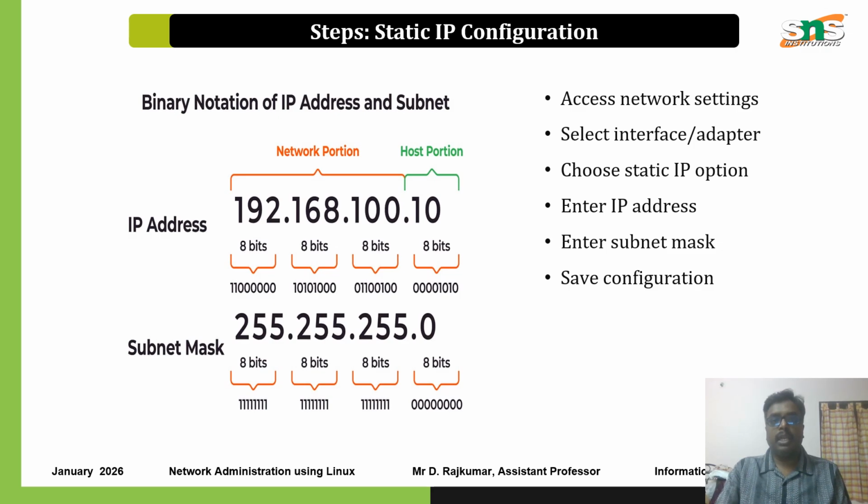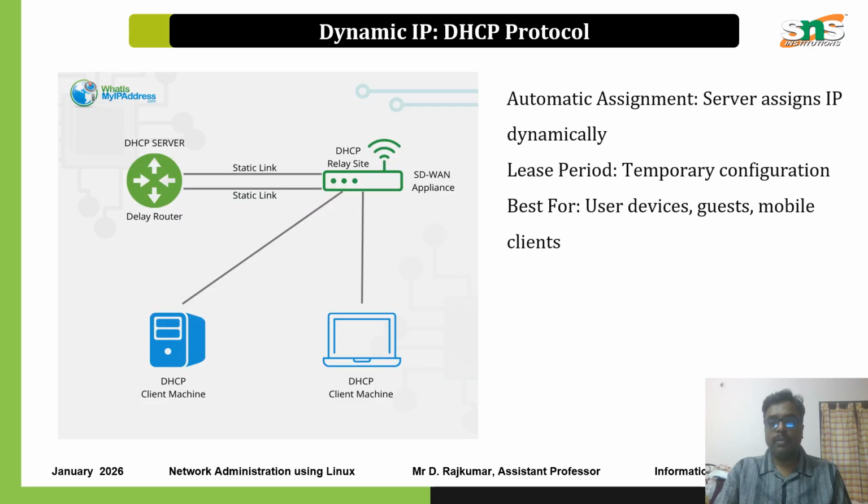Next is static IP configuration. Here we use the IP addresses displayed in the diagram. We access the network settings, select the interface and adapter, choose the IP option, and enter the IP address. Then we enter the subnet mask, and next we save the configuration. So this is how a static IP configuration is performed.